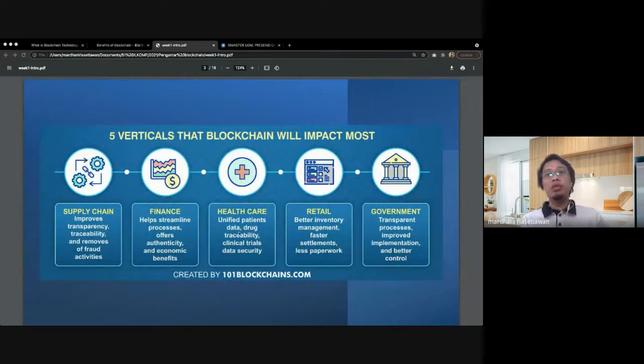So this is an illustration of why blockchain is needed by several industries. Like I said before, blockchain will be very helpful for supply chains, because it will improve transparency, traceability, and remove fraudulent activities. Supply chain is like in an e-commerce platform, for example. You can see that the goods you order will be traceable at every time, and we know where it is now and what is happening now. So that is very important.